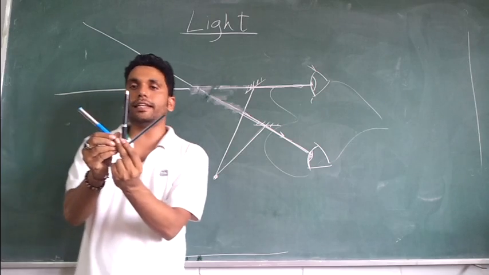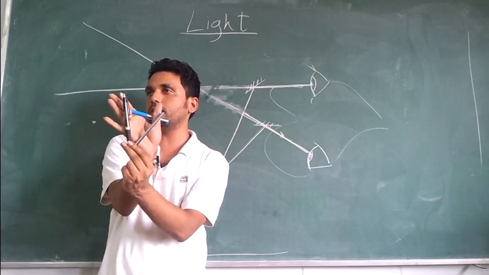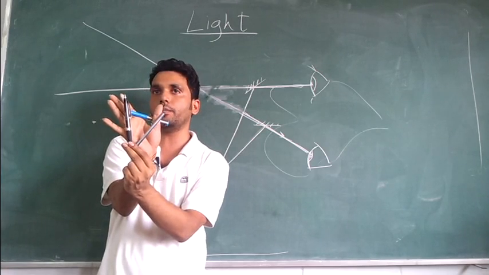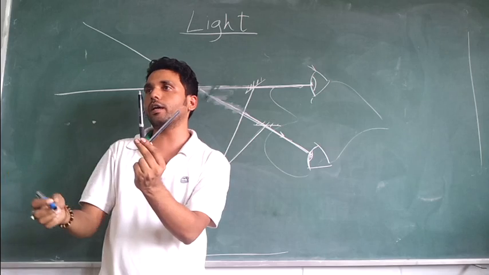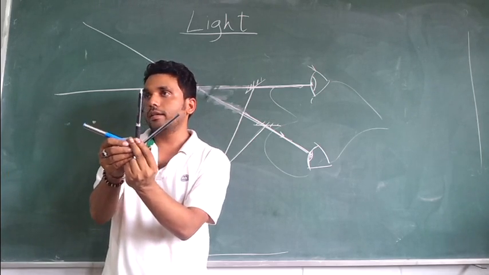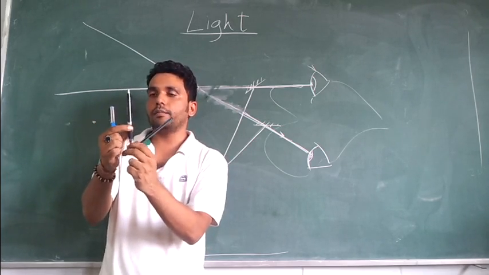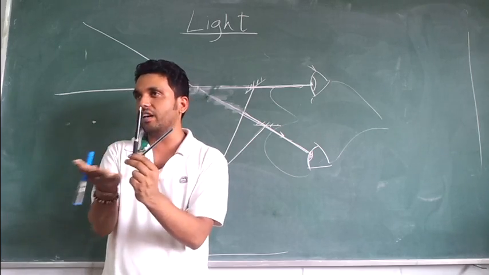So these three are in the same plane. Any two rays would as such be in a single plane. Two rays can be contained in a plane. But the third ray also being in the same plane is the law. Getting the point? Normal is not a ray. It's an imaginary line what you draw perpendicular to the surface.